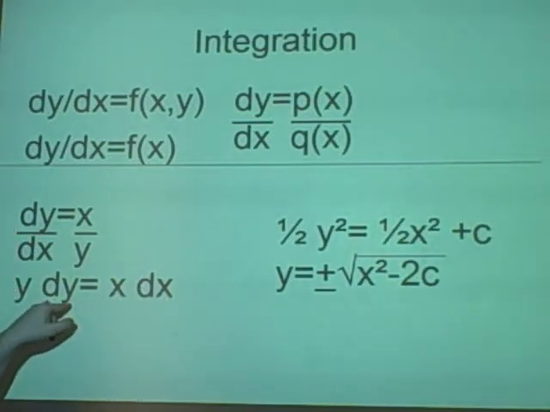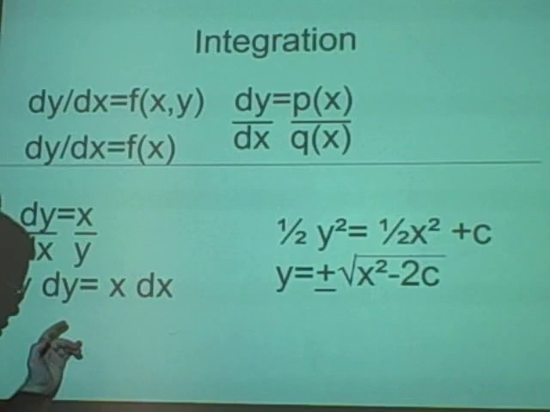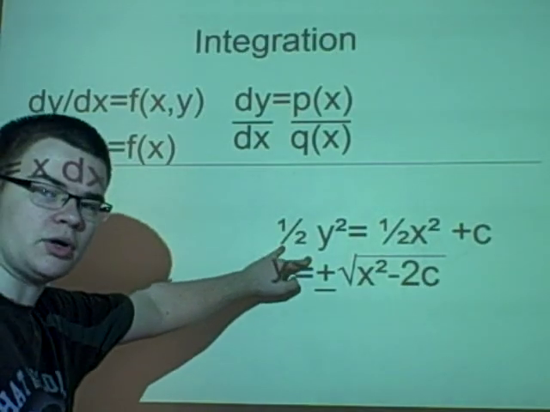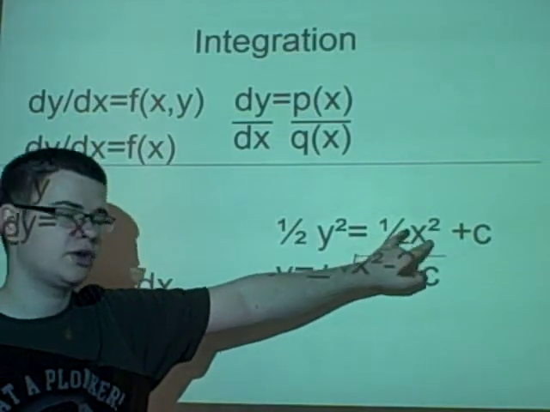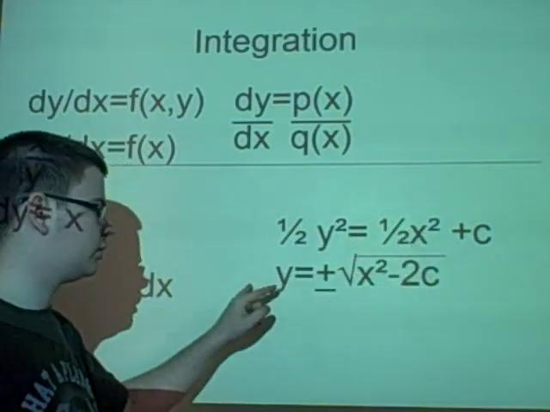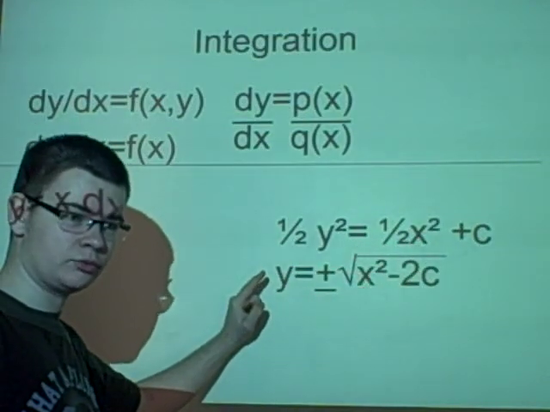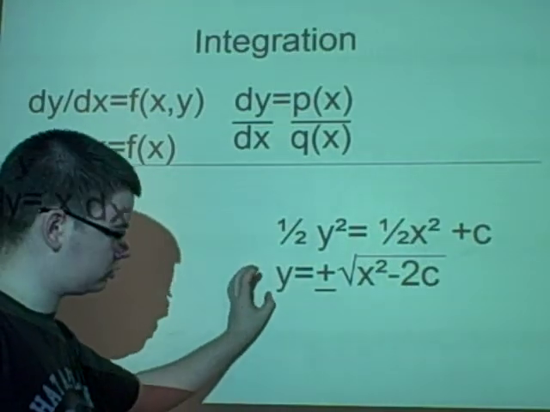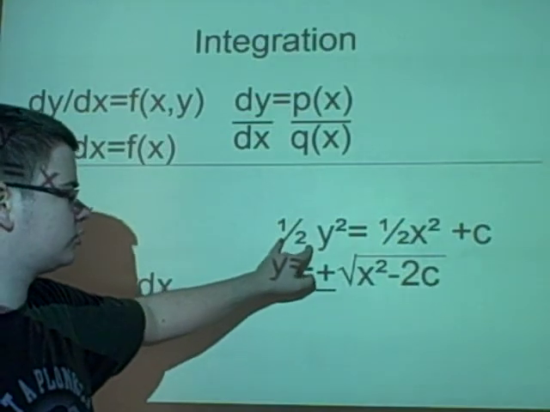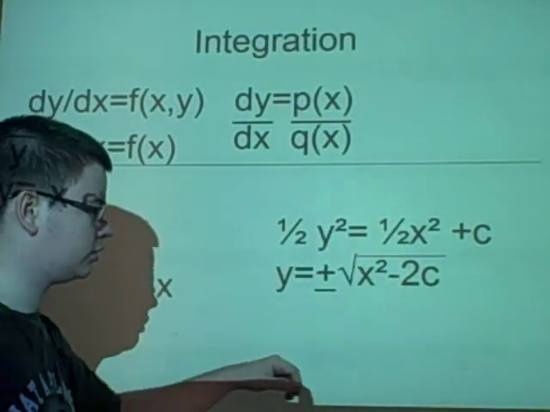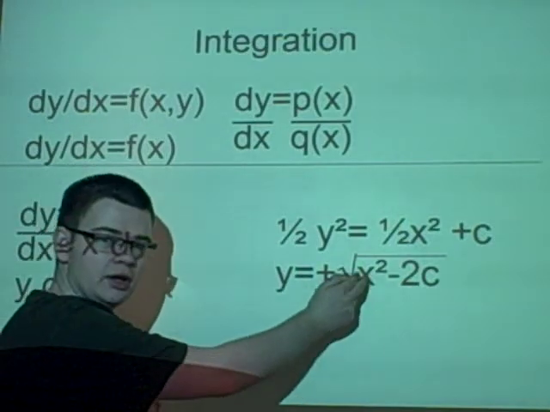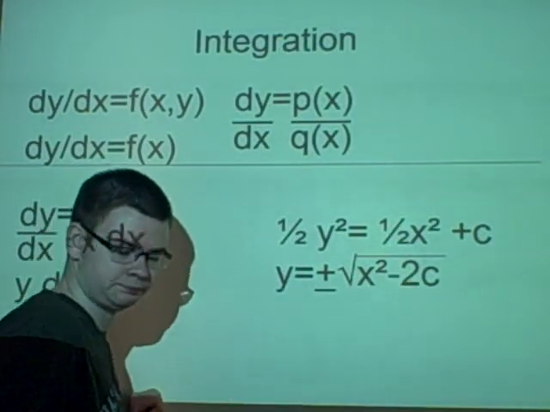Now with the dy and dx we simply integrate each side, which gives us a half y squared equals a half x squared plus c. And then to finish it off, we must rearrange it so that we get y on its own. So we've just moved the half over and square rooted. So we've got y equals plus or minus the square root of x squared minus 2c.